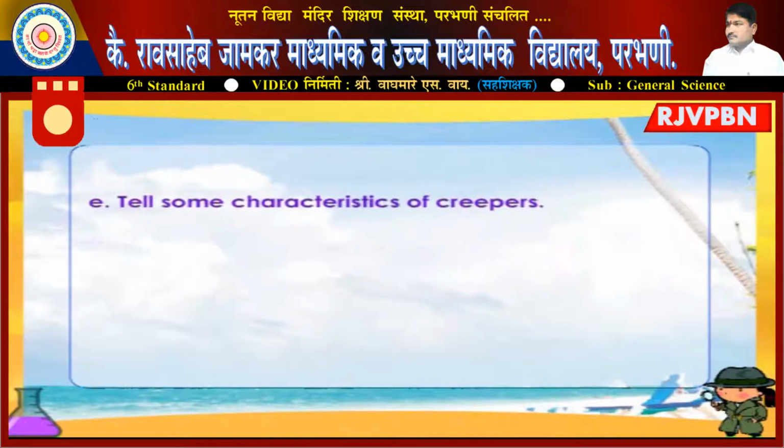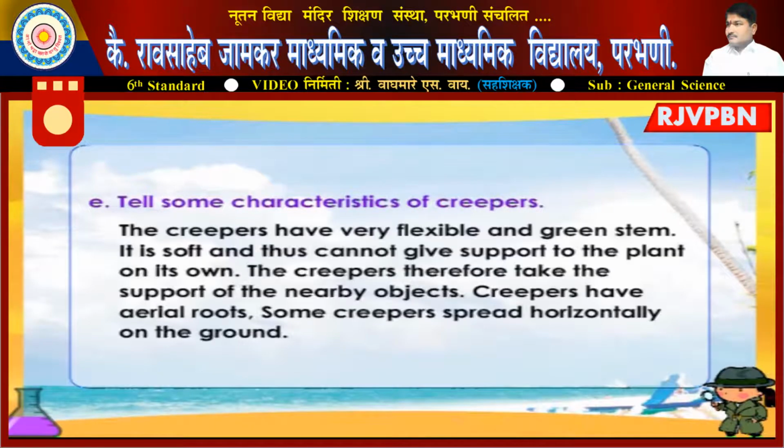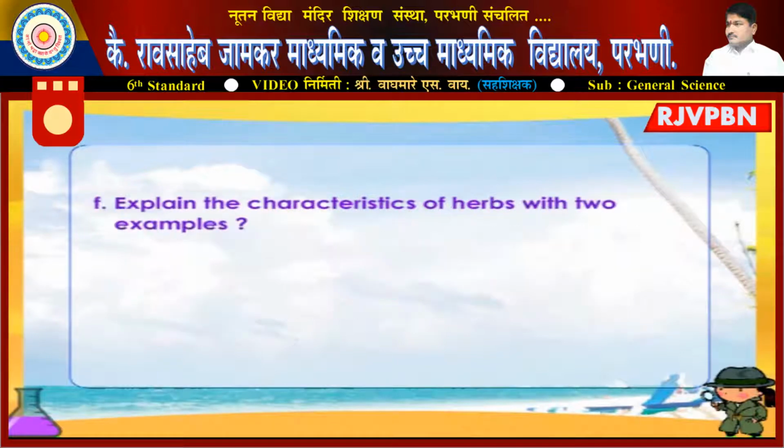Habitat. Tell some characteristics of creepers. The creepers have very flexible and green stem. It is soft and thus cannot give support to the plant on its own. The creeper therefore takes the support of nearby objects. Creepers have aerial roots. Some creepers spread horizontally on the ground.